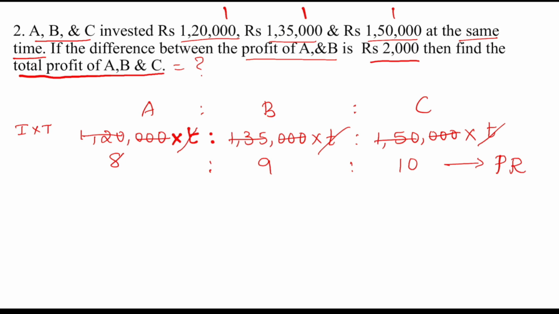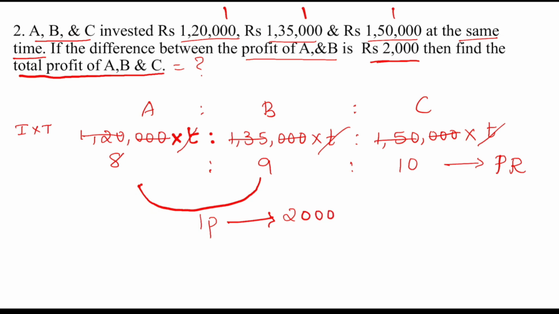Now they have given the profit of A and B. Difference between the profit of A and B is rupees 2,000. Now 8 is to 9 is to 10 means they are sharing the profit: A is sharing in 8 parts, B is sharing in 9 parts and C is sharing in 10 parts. Now what is the difference between the parts? A and B, 8 and 9 is one part. So one part is the difference between A and B in parts. And what is the difference between A and B in rupees? It is 2,000. So I can say that one part is equal to 2,000.